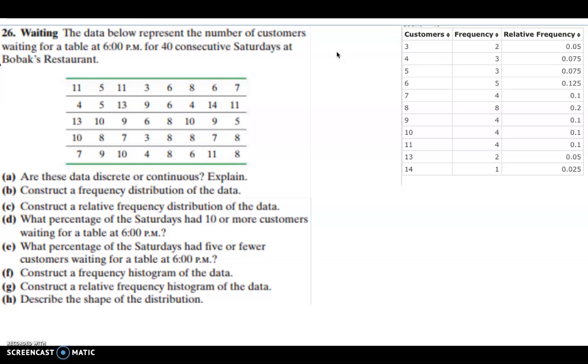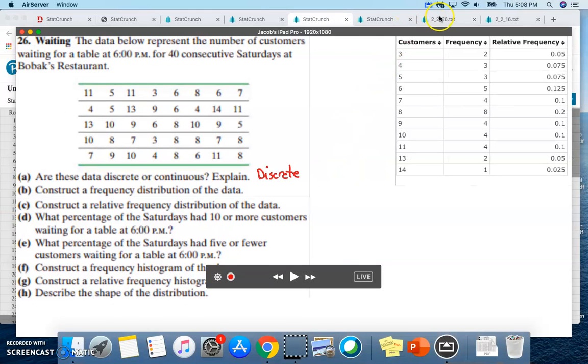Now if we're counting the number of people, we can't have fractions of people. So this is going to be discrete. The number of customers is going to be a discrete number of customers. Then we want to create a frequency distribution of the data and a relative frequency. I've got it over here on the right hand side. Just a reminder how you do that in StatCrunch.